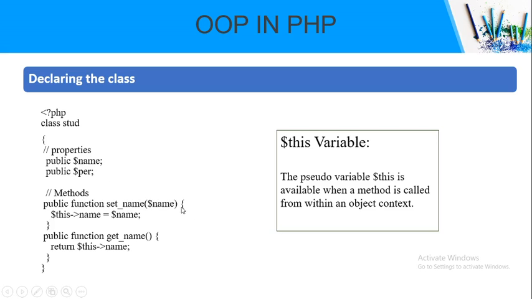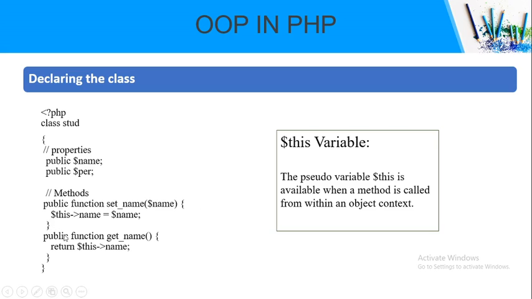Then opening bracket of the function, then $this->name is equal to $name. First, what is $this? The $this variable is a pseudo variable available when a method is called from within an object context. $this is a reference to the calling object, usually the object to which the method belongs, but possibly another object if the method is called statically from the context of a secondary object.